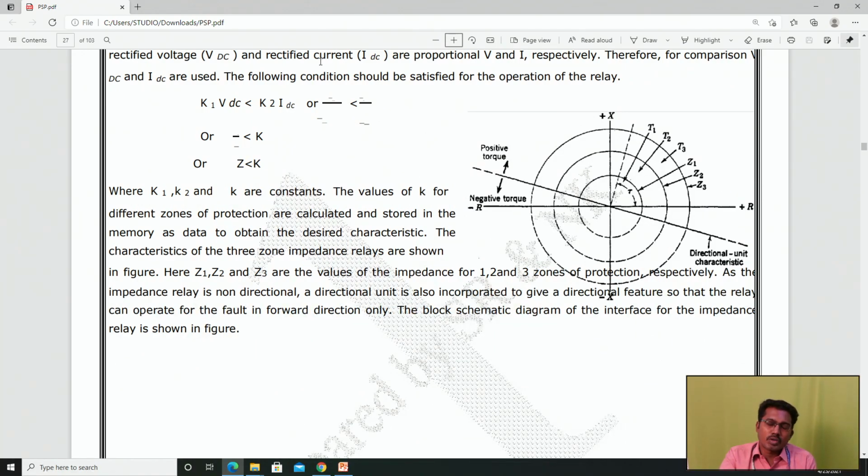The distance relay can also be done through the microprocessor. We can calculate and see the distance.